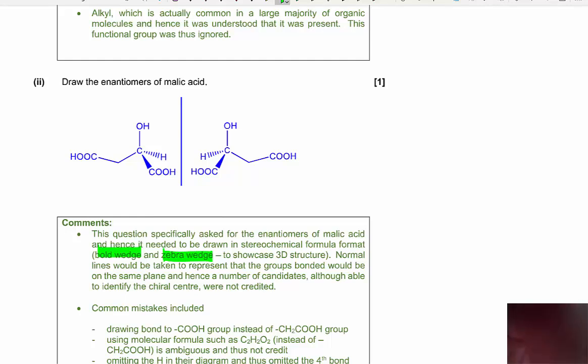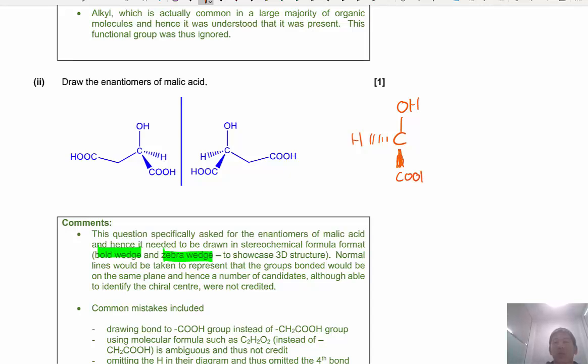If you draw it this way, because this is what a lot of students do, it's not wrong. It's just that it doesn't bring across the tetrahedral shape strongly enough. Will the examiner penalize? I don't know. But at least the most important, the dotted and the wedge, are there. So you must have the dotted and the wedge.